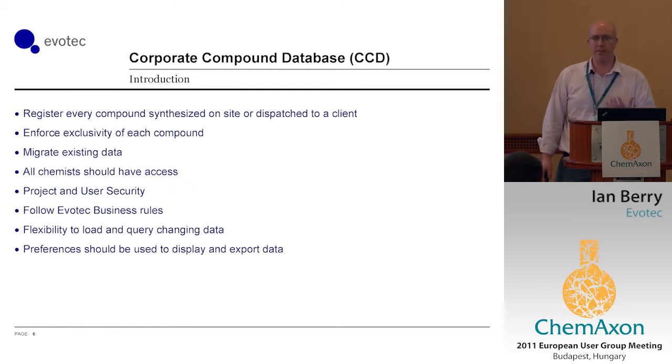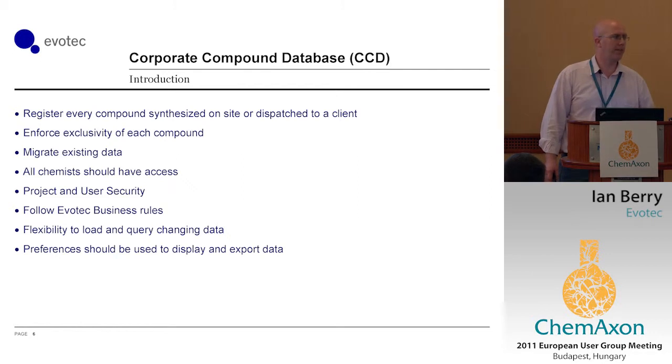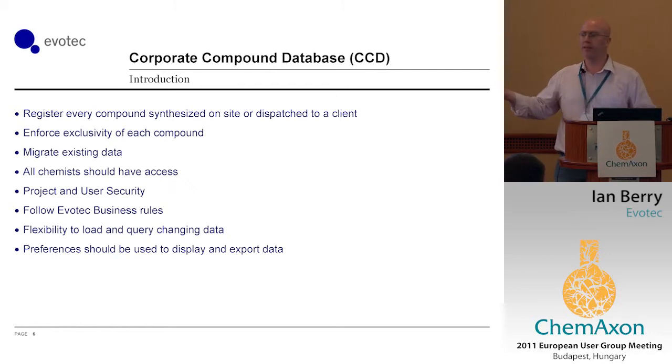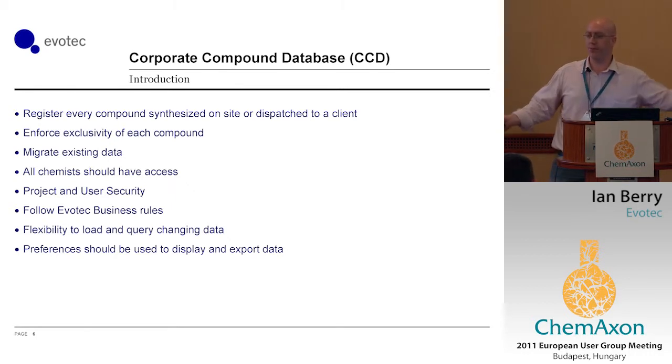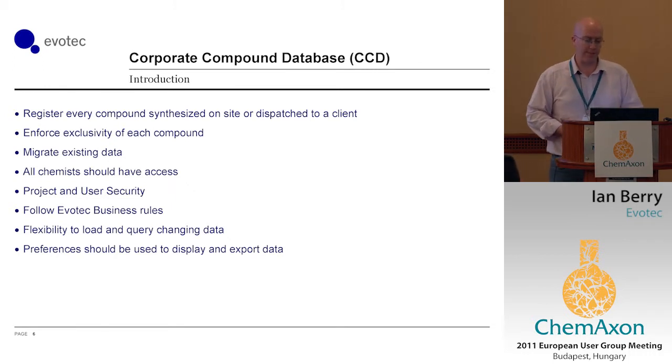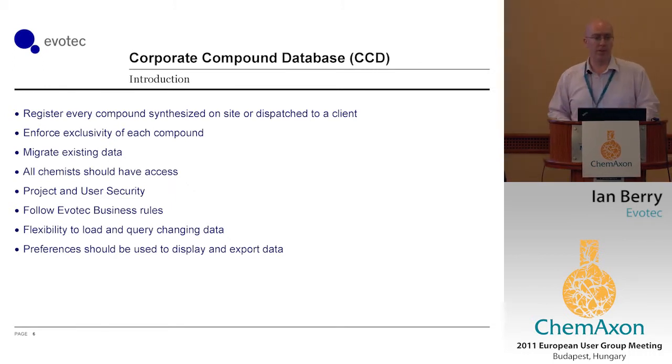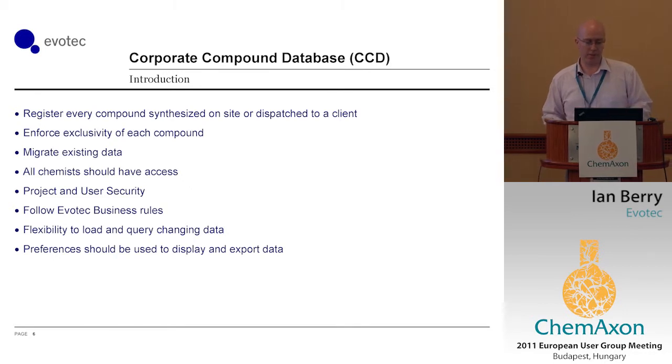By exclusivity, we mean when we do a contract for a customer, we have to say, we will not make this compound for anyone else for X number of years, or forever, or for whatever. So we have to make sure that we do not send something out to another client that we've already made for somebody else, because that will get us into a lot of trouble with the other people. And this is the main aim of CCD, is to stop us doing that, as well as to keep track of all the compounds we're making.